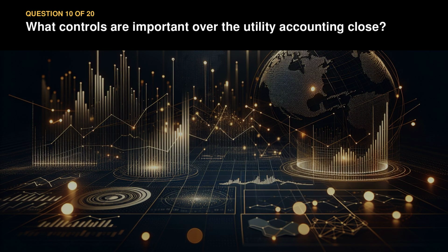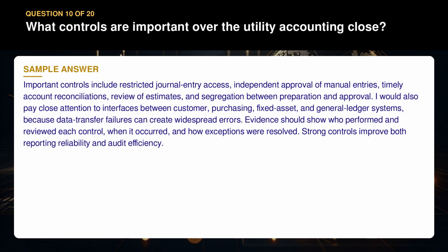Question 10. What controls are important over the utility accounting close? Important controls include restricted journal entry access, independent approval of manual entries, timely account reconciliations, review of estimates, and segregation between preparation and approval. I would also pay close attention to interfaces between customer, purchasing, fixed asset, and general ledger systems, because data transfer failures can create widespread errors.